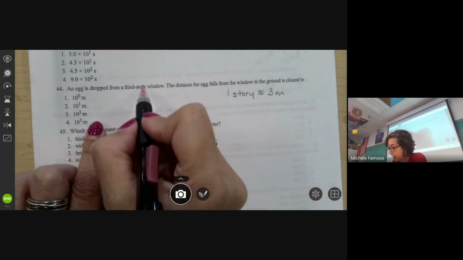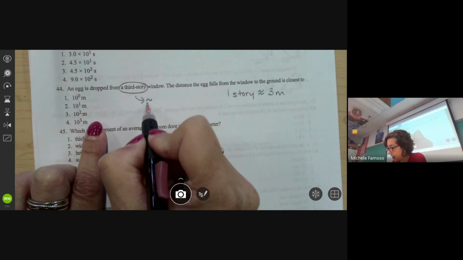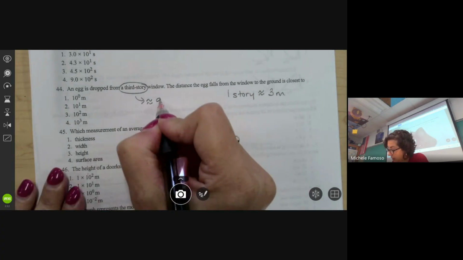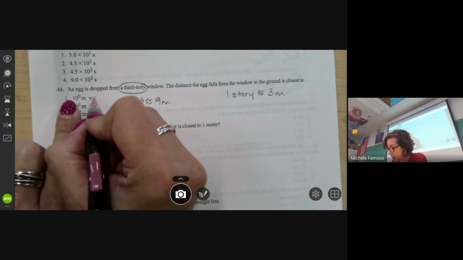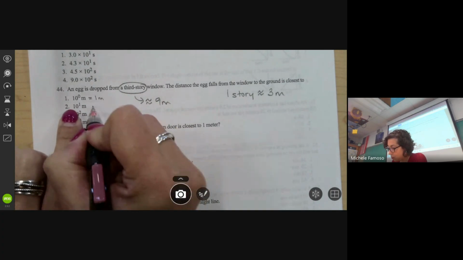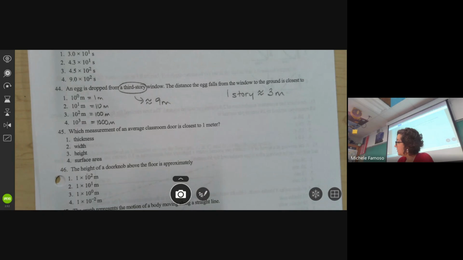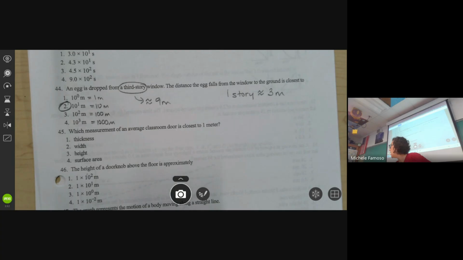Okay. So if I have a 3rd-story window, about how many meters would that be? About 9. Which of these answers is closest to 9? 10 to the 0 power is 1 meter. 10 to the 1 power is 10 meters. 10 to the 2 power is 100 meters. 10 to the 3 power is 1,000 meters. Which one's closest to 9 meters? Yep. So that's a scientific notation problem.